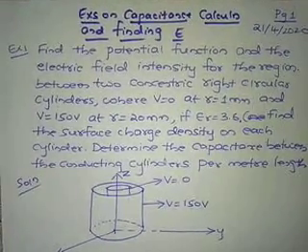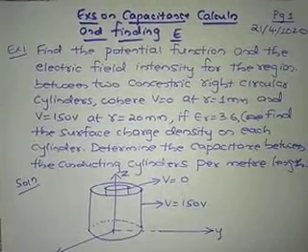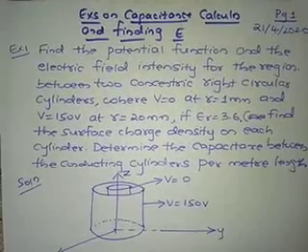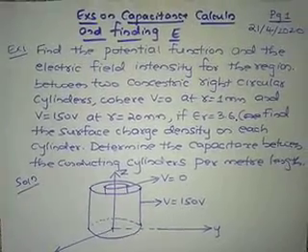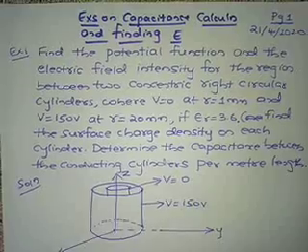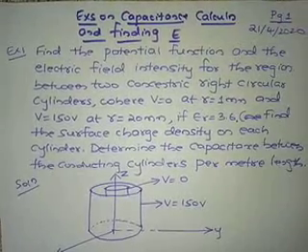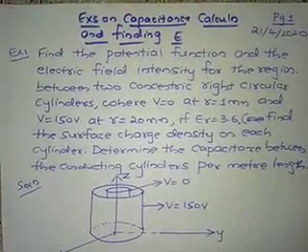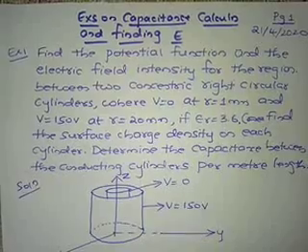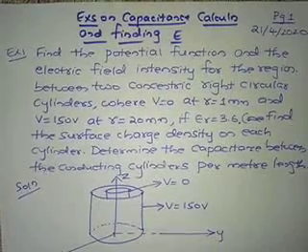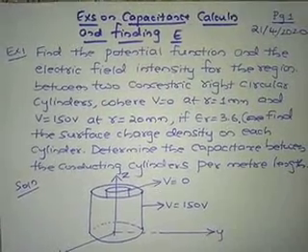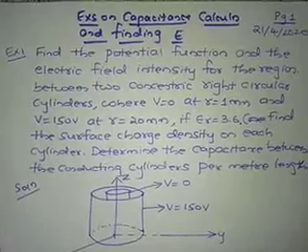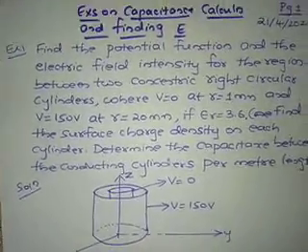So we are asked to find the equation for the potential and the electric field intensity, and the region given is between two concentric right circular cylinders. A right circular cylinder is a cylinder in which there are two bases, the top base and the bottom base, right? The center of the top base and the center of the bottom base are connected.